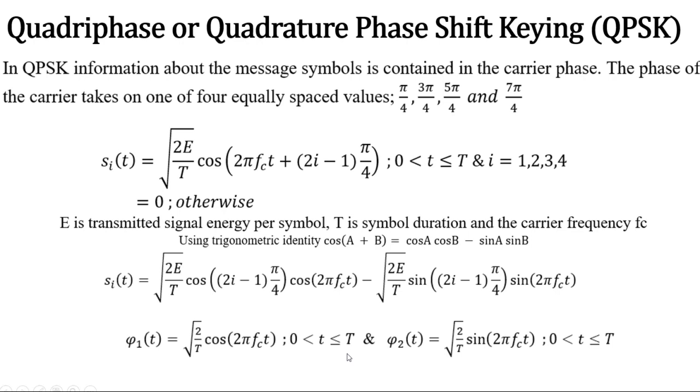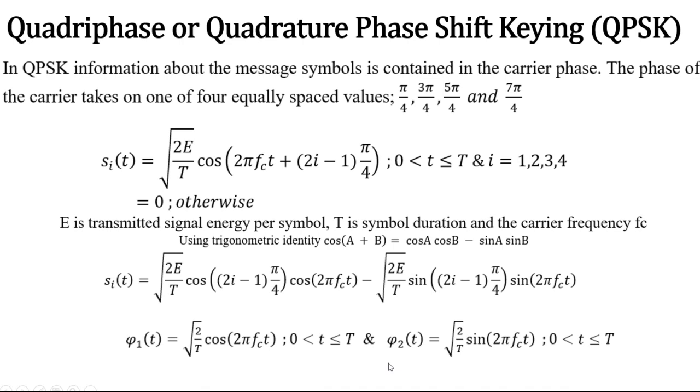So these are the two quadrature carriers. Phi 1 of t is the in-phase component, because the cos function is in phase with si(t), and phi 2 of t has the sin function, which is the quadrature component of the QPSK signal. Therefore the name is quadrature phase shift keying. Why the name quadrature? Because the two basis functions, phi 1 of t and phi 2 of t, are quadrature apart.